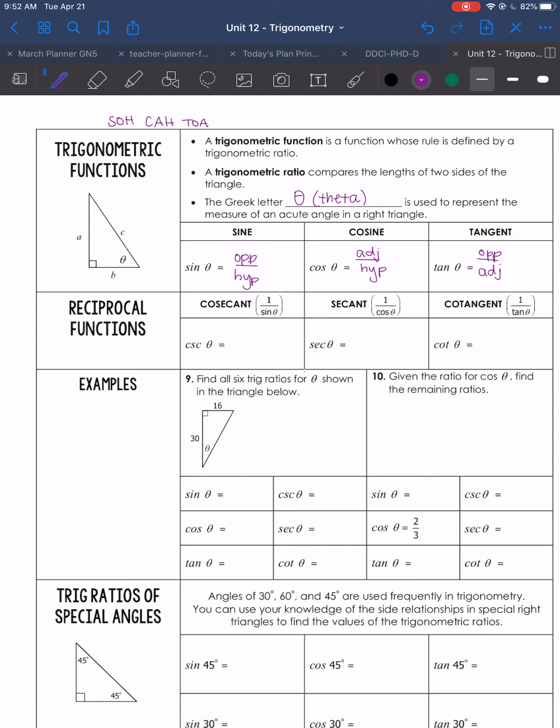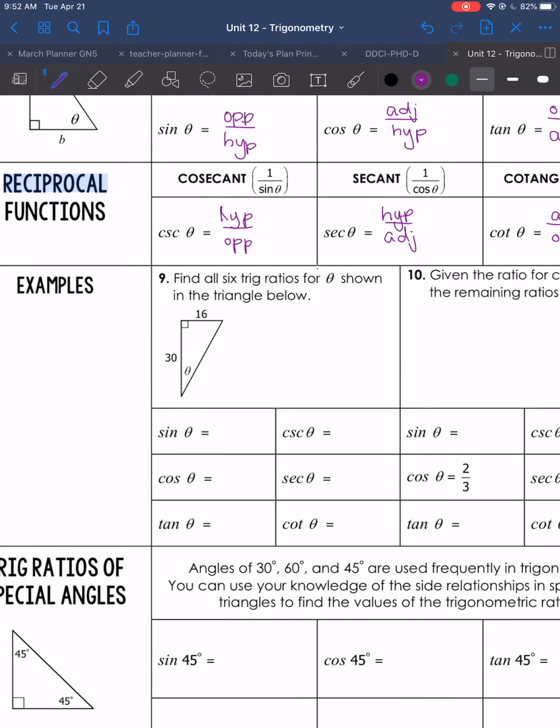And then cosecant, secant, and cotangent are just the reciprocal of the one above it. So this would be hypotenuse over opposite. So you just flip the fraction. Hypotenuse over adjacent, and then adjacent over opposite. So we're just going to do one. We're just going to do number 9 here.